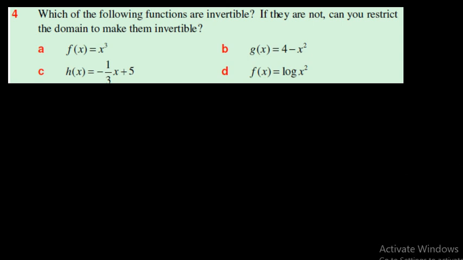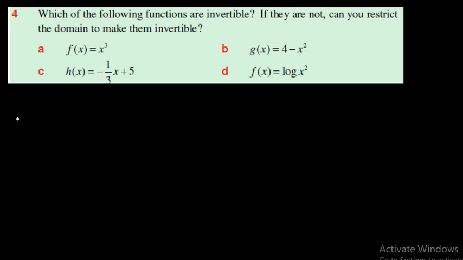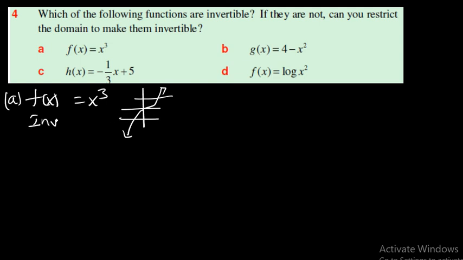Okay, the next question, question number 4, it says which one of the following functions are invertible, and if they are not, restrict the domain to make them invertible. Okay, A, it says f of x is equal to x cubed. These are odd functions. Odd functions go up on the right and down on the left, passing through the origin, like x cubed, x to the power of 5, generally. So they are one-to-one by the horizontal line test. They are one-to-one, so invertible on their domain.